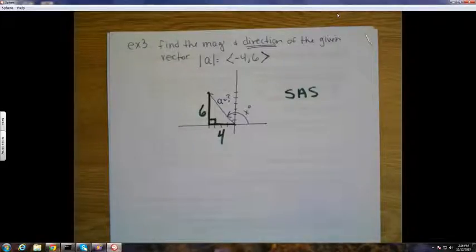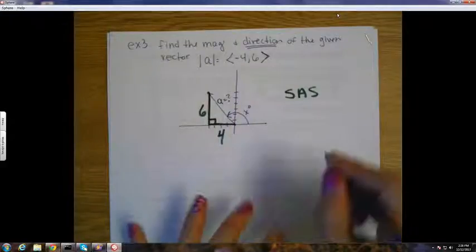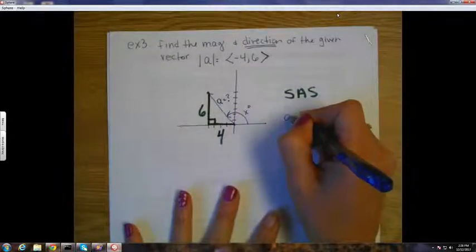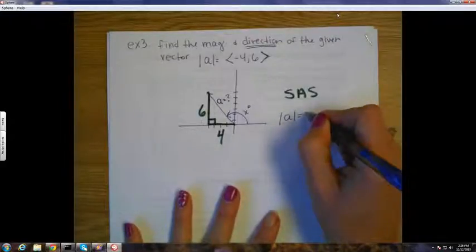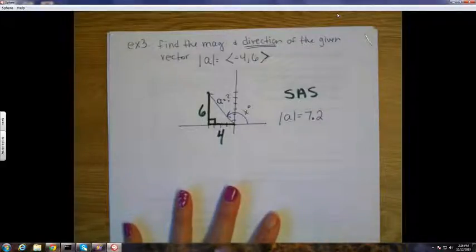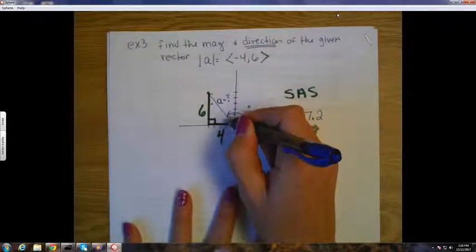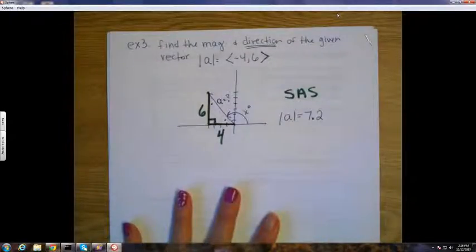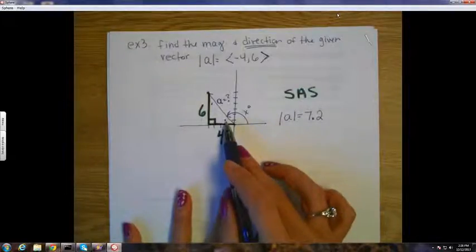Okay, well, the magnitude is easy. That's just the side length that it comes up with. So what is the magnitude of A? 7.2. That's the force. Okay, the other two answers it's giving you are the two angle measures here, inside the triangle. Which one of those is going to help me get the angle that I want? Is it the 33? Yeah.